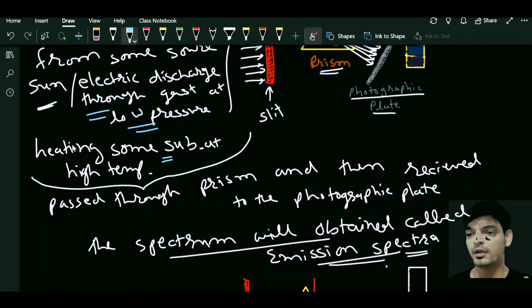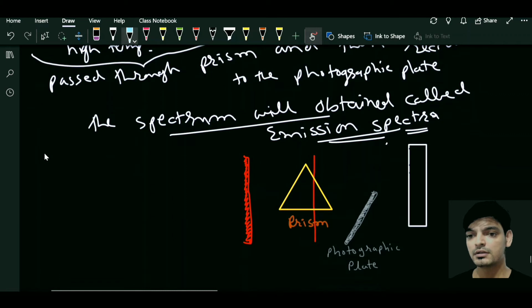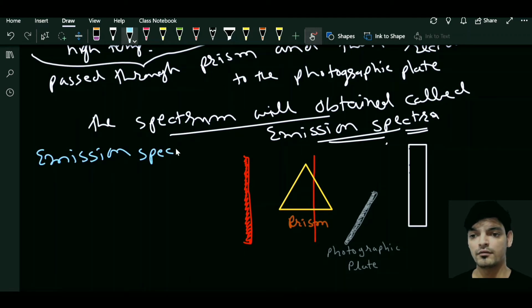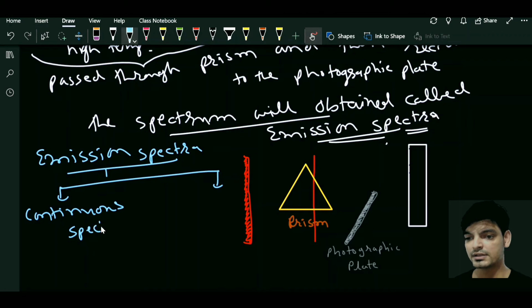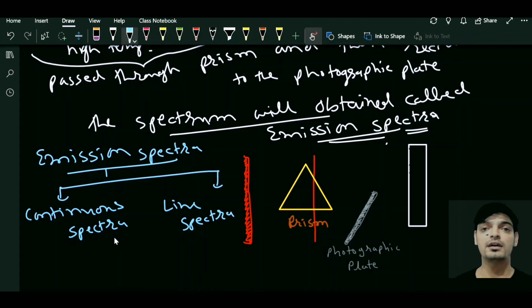Are you getting my point? Now see, two classifications are there. Two types of emission spectra are there. First, it is known as a continuous spectra, and the second one is known as a line spectra. One is a continuous spectra and the other one is known as a line spectra.